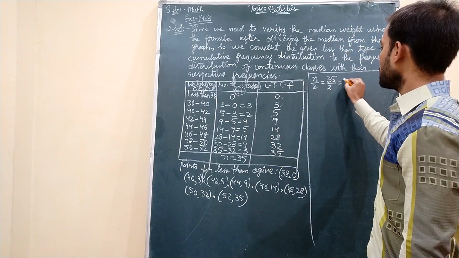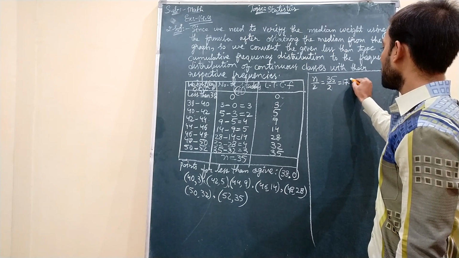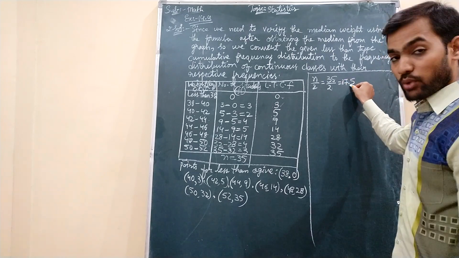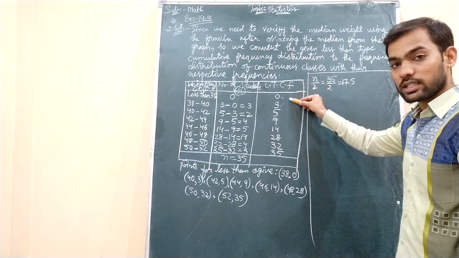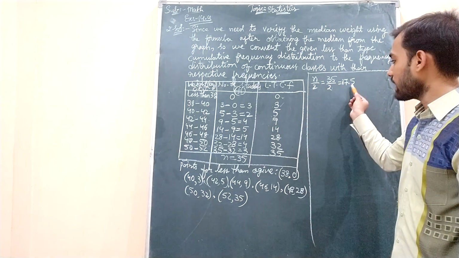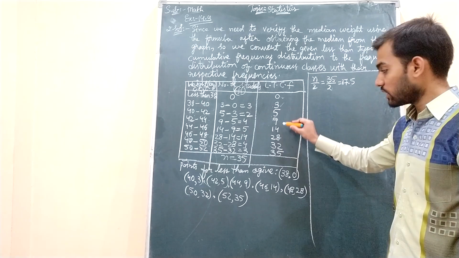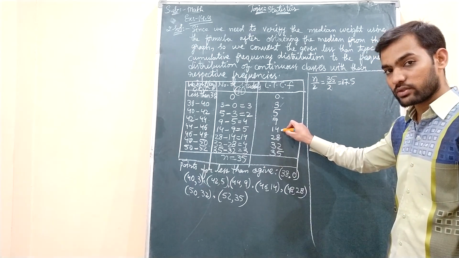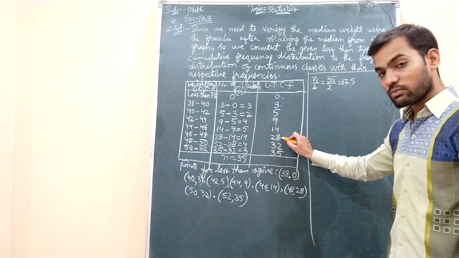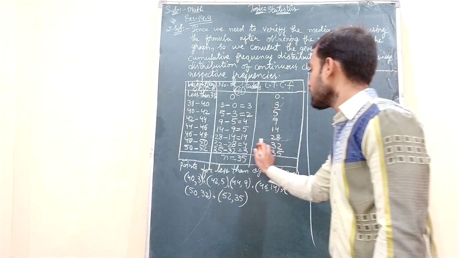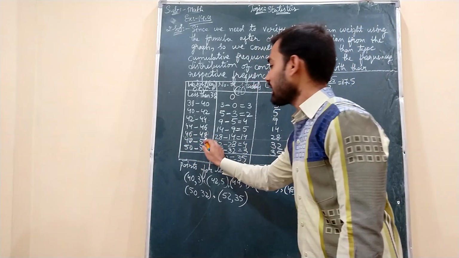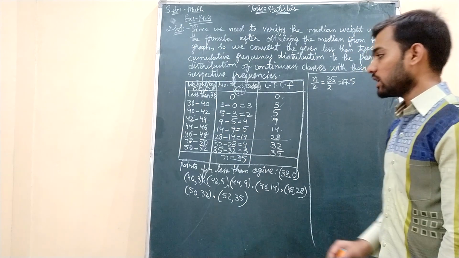So n by 2 is nothing but 35 by 2. When you divide, you will get 17.5. And this 17.5 you need to check in the cumulative frequency. Where does this lie? This is less than 17.5. This is also less than 17.5. This is also less than 17.5. So it does not lie over here. This is more than 17.5. So this is your median class. 46 to 48 is your median class.